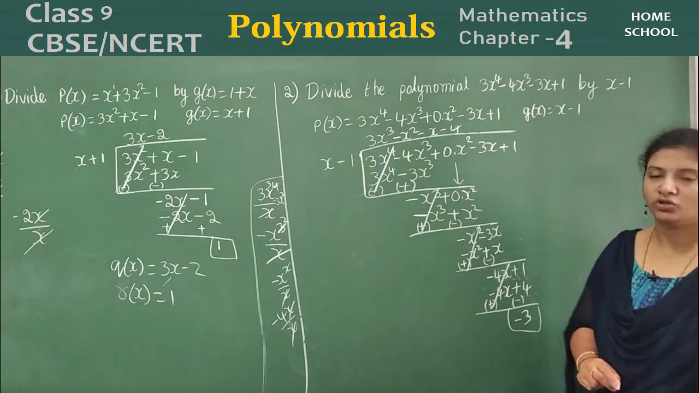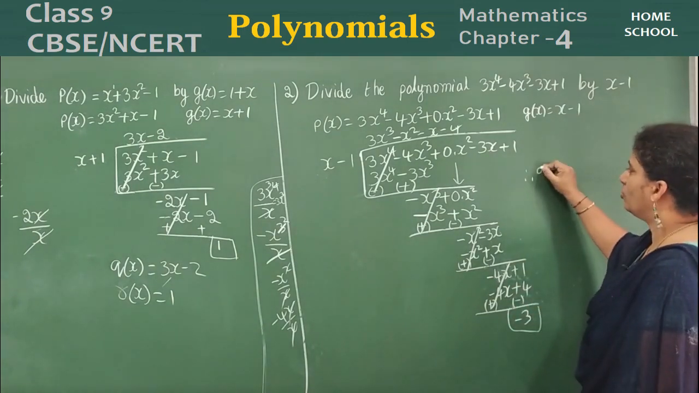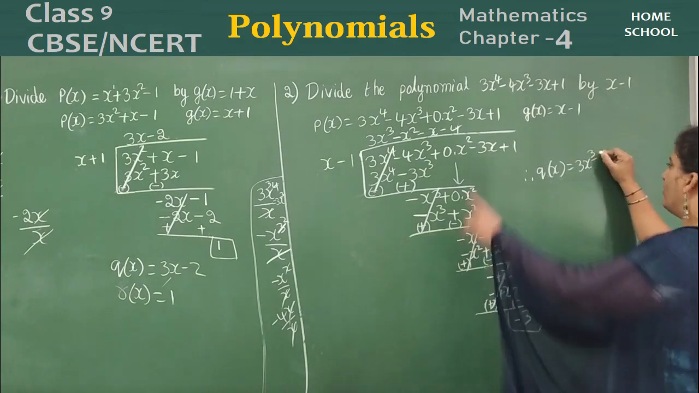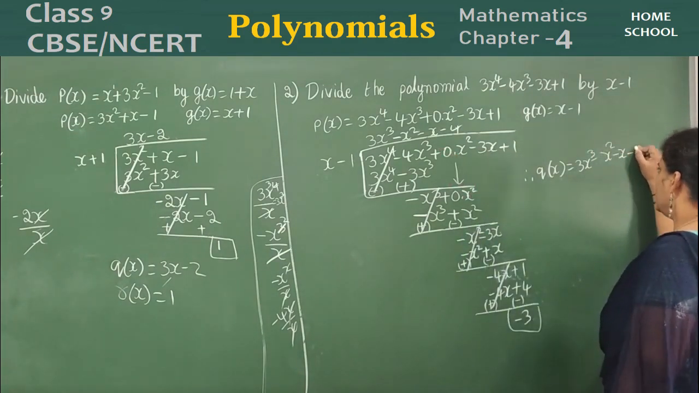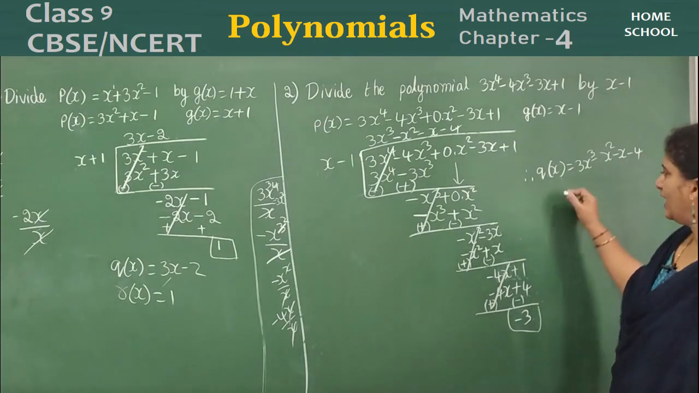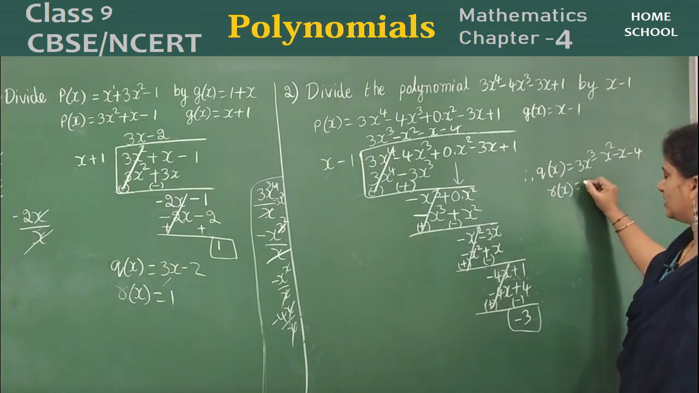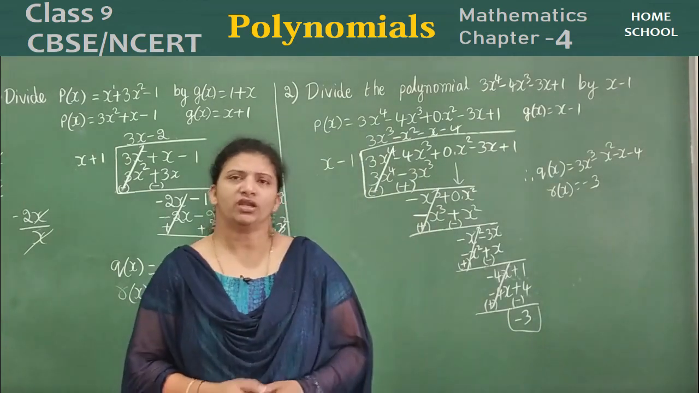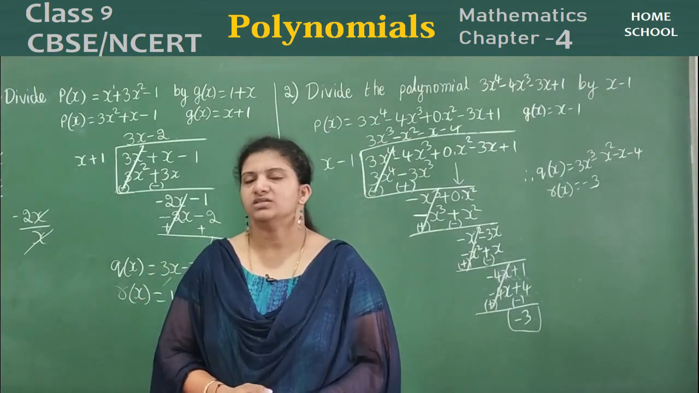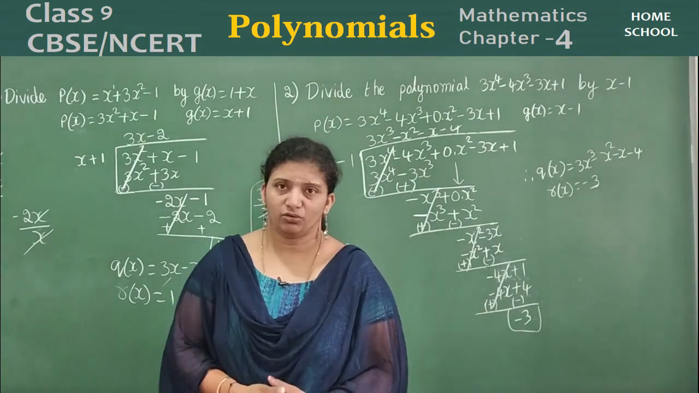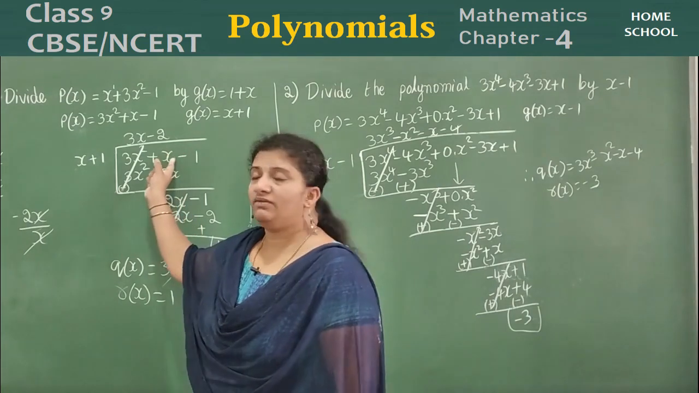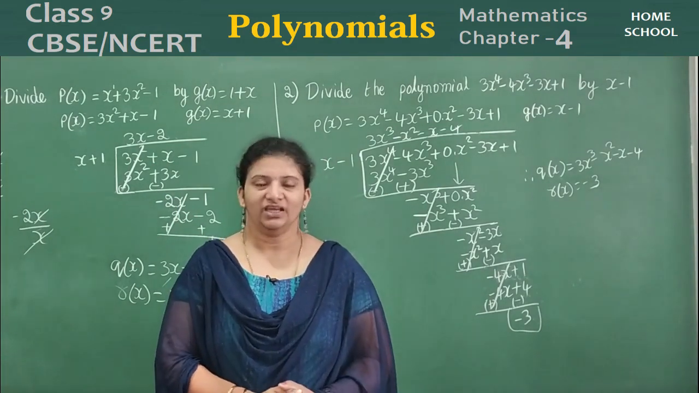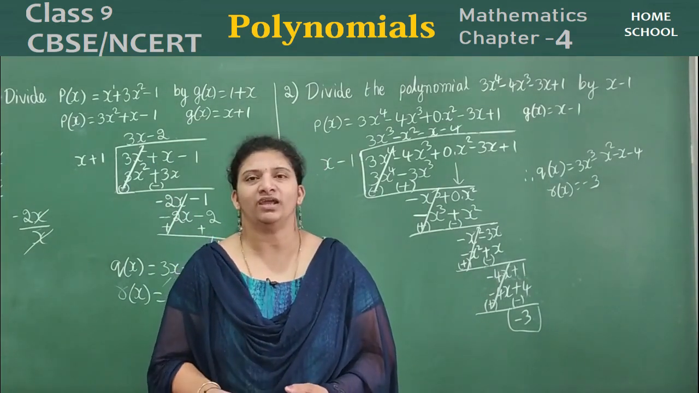Right? So finally what did you get, children, here? Therefore, quotient q of x is equal to 3x cube minus x square minus x minus 4. This is your quotient, and your remainder r of x is equal to minus 3. So one thing to observe here: this is not a factor. Suppose in your division you get remainder 0, then that is a factor of the dividend polynomial. If you get 0, then it will be a factor. If you get other than 0, then it is not a factor.